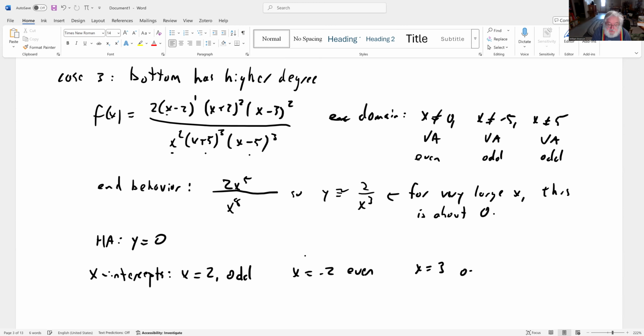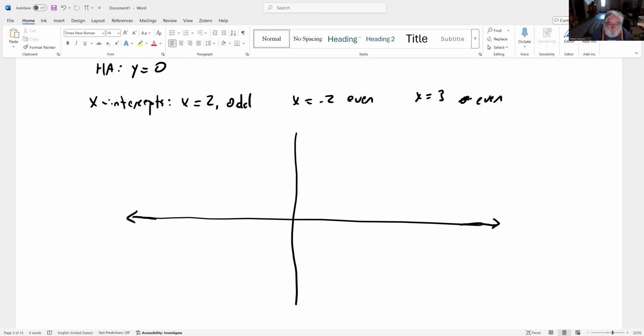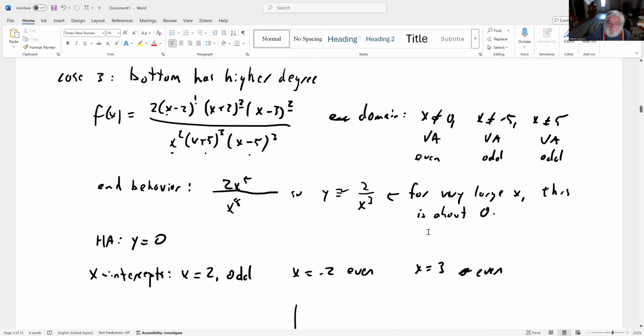So x-axis, y-axis, and behavior is just y equals 0, which is the x-axis, right? And then the x-intercepts, we want to have one at 2, x equals 2, which is odd. We have one at -2, which is even. We have one at x equals 3, which is even. And then we have vertical asymptotes that we looked up here, 0, -5, and 5.